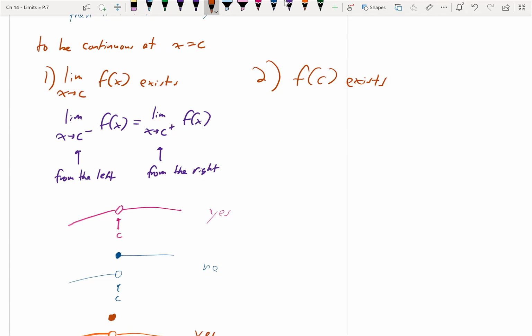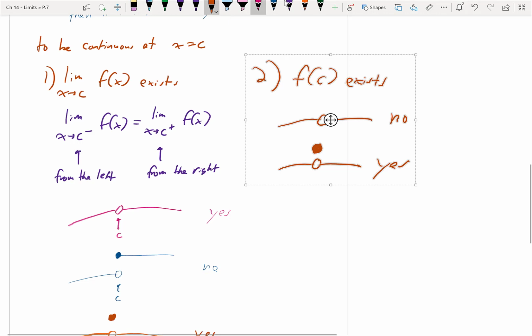F of c is the function value. That means there is a point there. Let me ask you, does f of c exist there? No. The limit exists there, but there is no function value there. That's the limit existing, but the function value doesn't exist. What about here? Is there a function value there? Yeah. So that is condition 2. F of c exists.